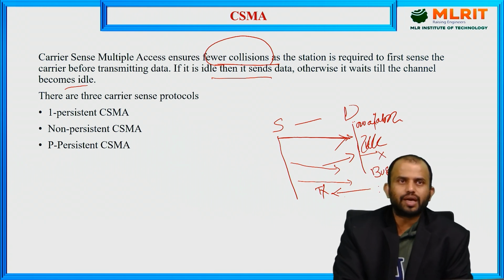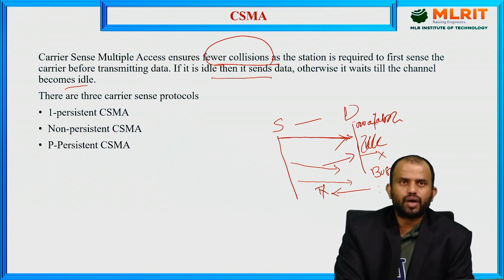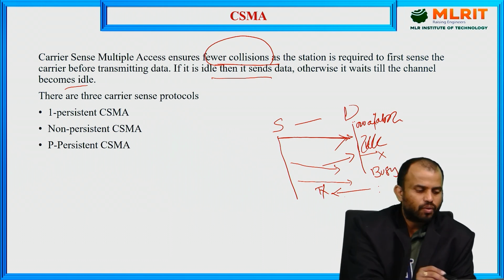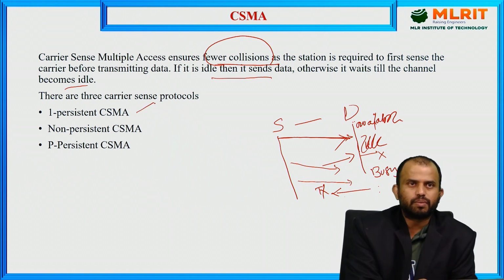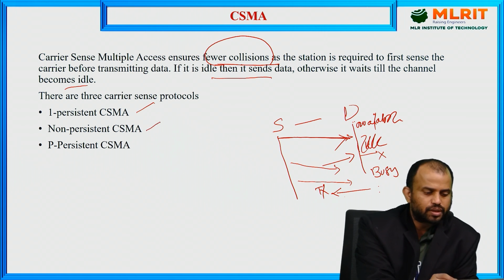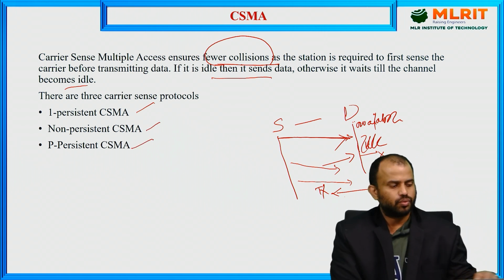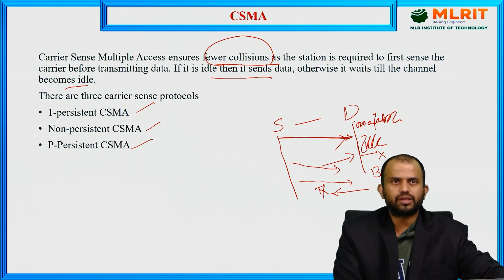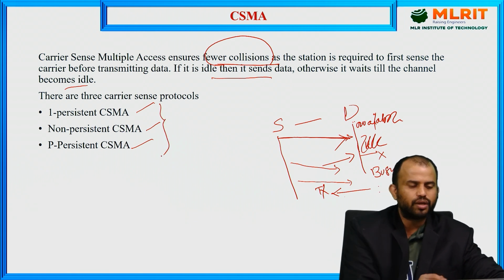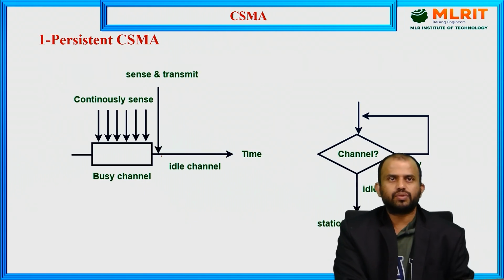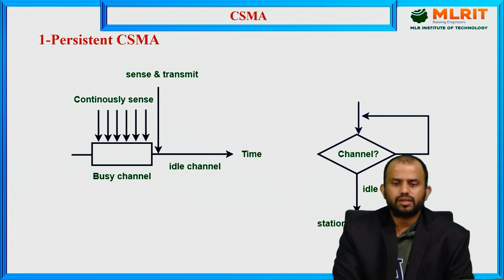In the carrier sense multiple access mechanism, there are three types of protocols: the one-persistent CSMA mechanism, the non-persistent CSMA mechanism, and the p-persistent CSMA mechanism. In the upcoming slides, we are going to discuss each protocol in depth. The first one is the one-persistent CSMA channel.